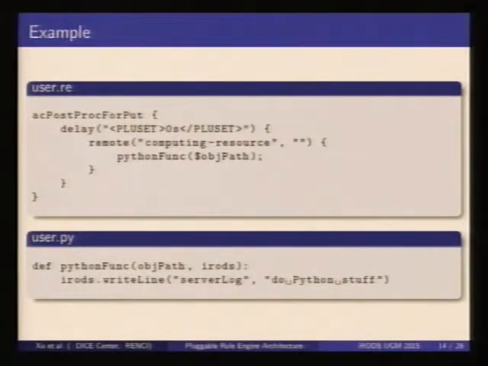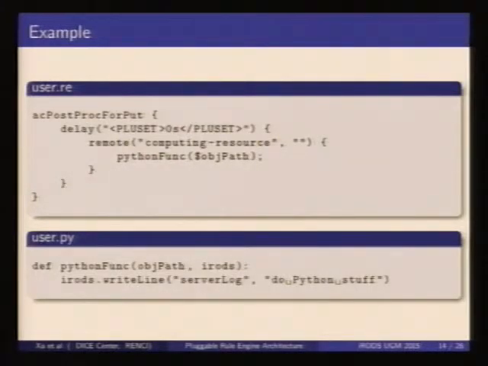On the Python part, it cannot be simpler. You just define this Python function, and you do whatever you want to do. You see this object path is mapped to here, and this iRODS is the callback object. Let's say you want to write a log back to iRODS using the writeLine microservice, all you need to do is this one line: iRODS.writeLine, whatever you want to write.